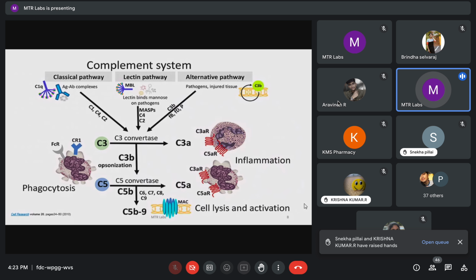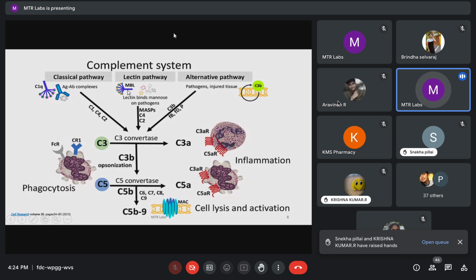Next comes the complement system. This is a crucial pathway which provides innate immunity, and it takes place in three major pathways: classical, lectin, and alternative pathway. In the classical pathway, C1q is a protein which detects the antigen-antibody complex. When an antigen has come, an antibody is also produced against the antigen, and when these two get complexed with the binding sites, the C1q protein detects this antibody, and then the classical pathway is initiated.